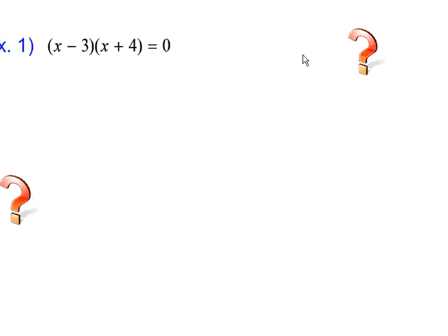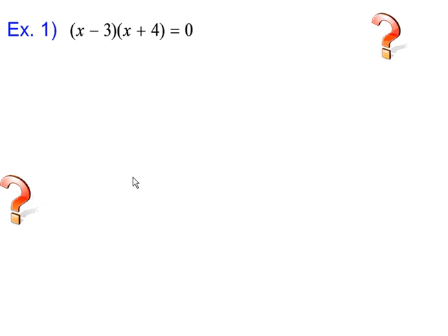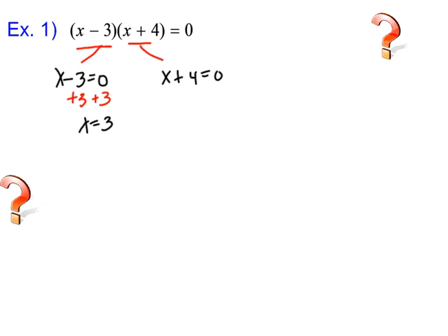So let's take a look at some questions. First off, let's look at this example. x minus 3 times x plus 4 equals 0. Well, since it's already factored, it's saying something times something equals 0. We can take each of these factors separately and set them equal to 0 to find out what that number would be and what we would plug in. In this first instance, we would add 3 and find out then that x equals 3. Over here, we would subtract 4, and then we would find out that x equals -4. And these are our solutions.